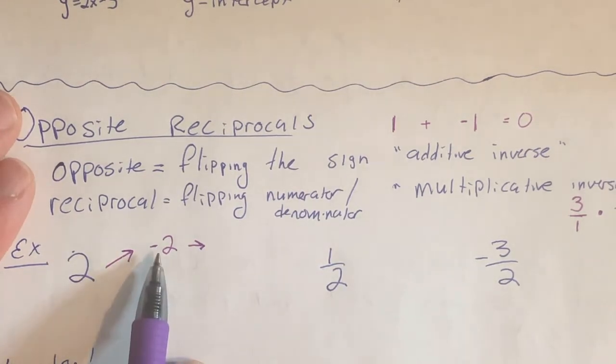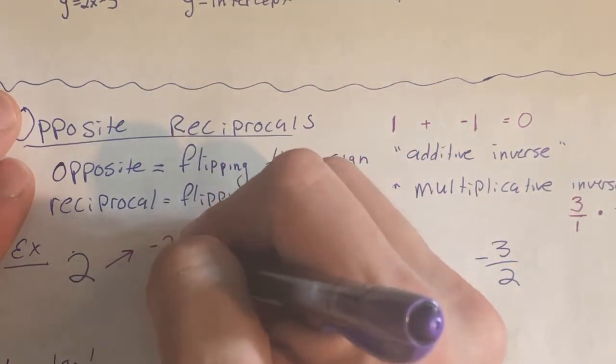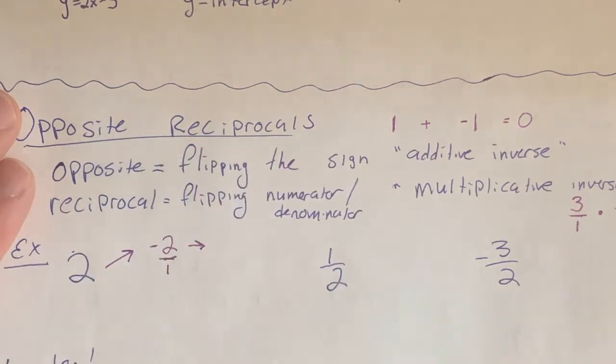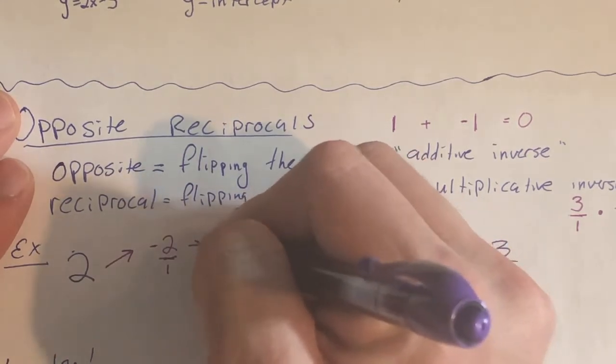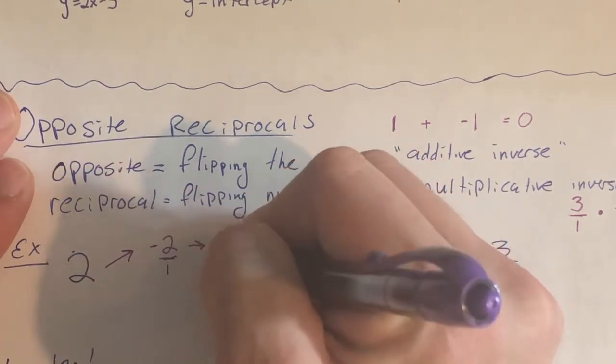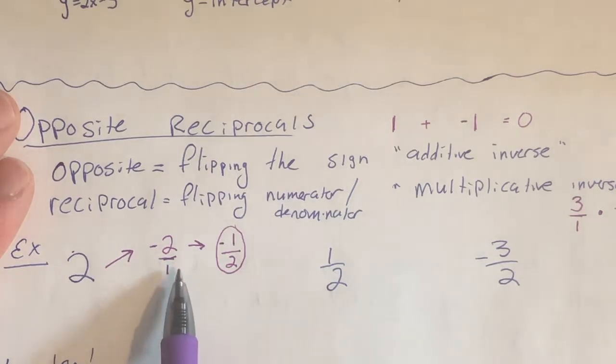Or rather of negative 2. And negative 2 is the same thing as negative 2 over 1. So its reciprocal is negative 1 over 2, okay? Because what I've done is I've taken the numerator and the denominator and I flipped them around.